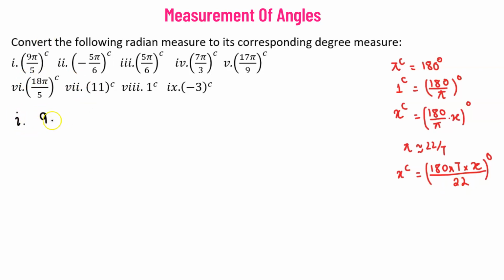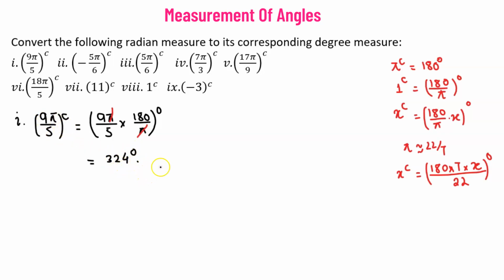In problem number 1, we have 9 pi over 5. So this is a radian measure, and we need to convert it into its corresponding degree value. All we have to do is take the radian measure, which is 9 pi over 5, and multiply it with the factor 180 over pi. In doing so, this entire radian measure gets converted into degrees. So we can cancel out the pi. Then we will get 9 times 180 divided by 5. So this is going to give us a value of 324 degrees. So that means for 9 pi over 5 radians, its degree measure will be 324 degrees.